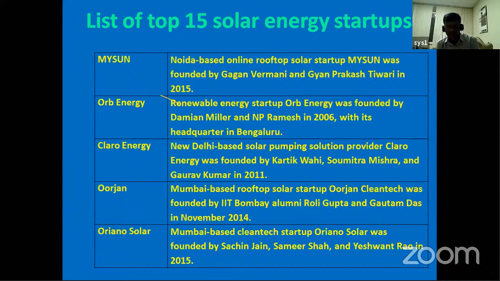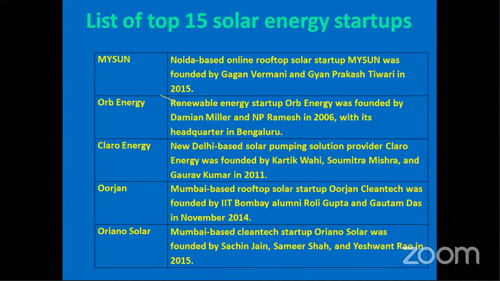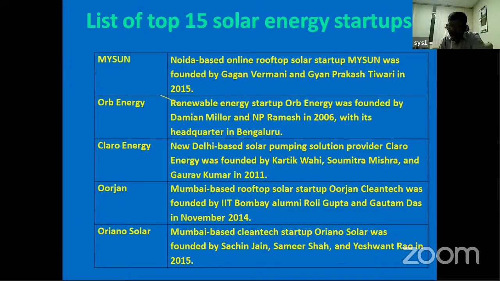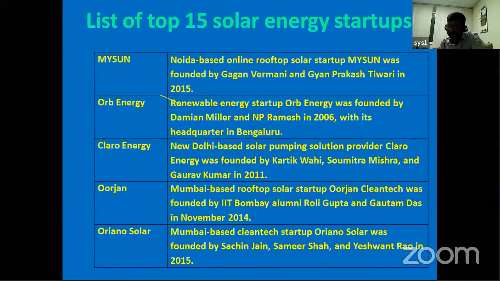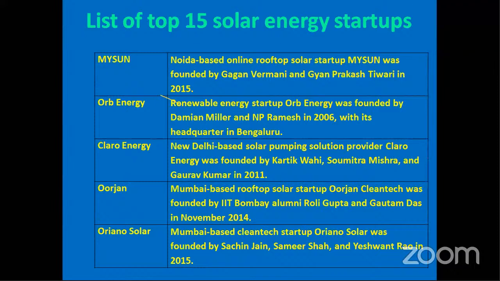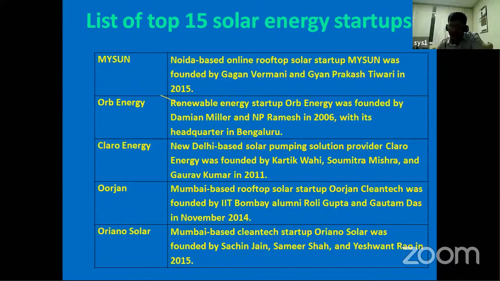Even electricity boards sometimes fail, due to maintenance or otherwise, to provide power to them, because thermal power plants and hydropower plants in India are not sufficient, but farmers are giving food to us. For them, the solution is solar pumping. See, when there is no power, Claro Energy comes to help with a low-cost pumping station for the farmers. These people founded it: Karthik Wahi, Soumitra Mishra, and Gaurav Kumar, in the year 2011. You can see, very recent.